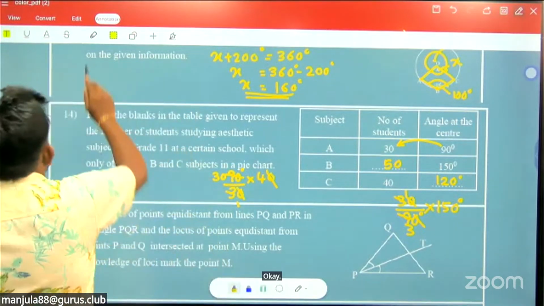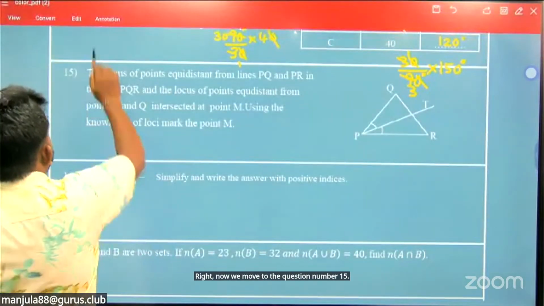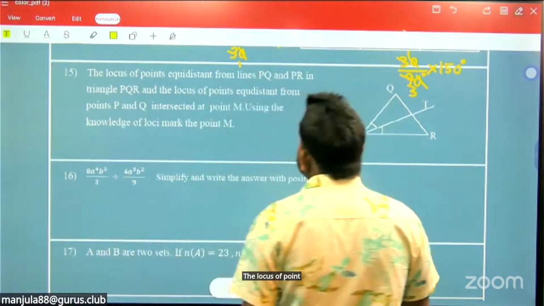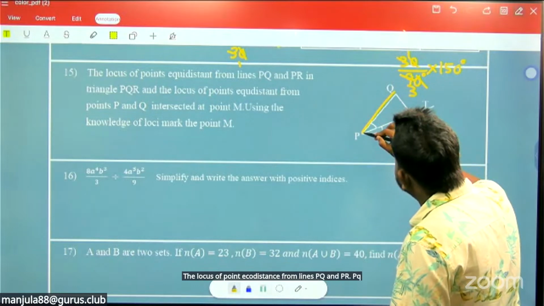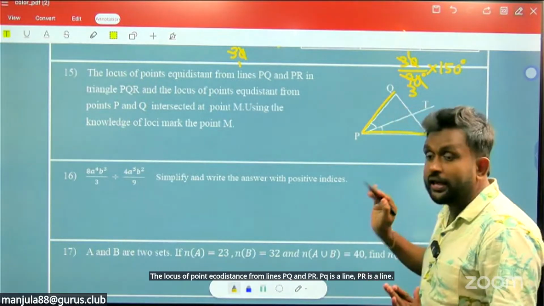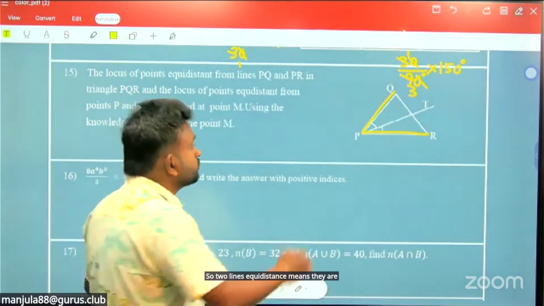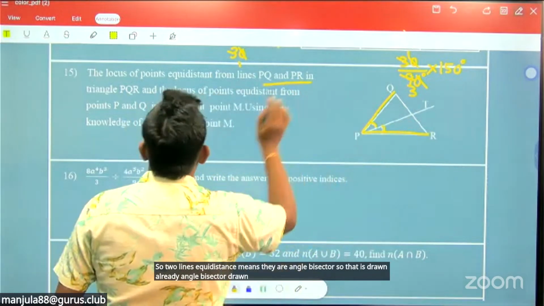Right, now we move to question number 15. The locus of point equidistant from lines PQ and PR. PQ is a line, PR is a line. So two lines equidistant means they are angle bisector. So that is drawn already, angle bisector drawn. That is okay.